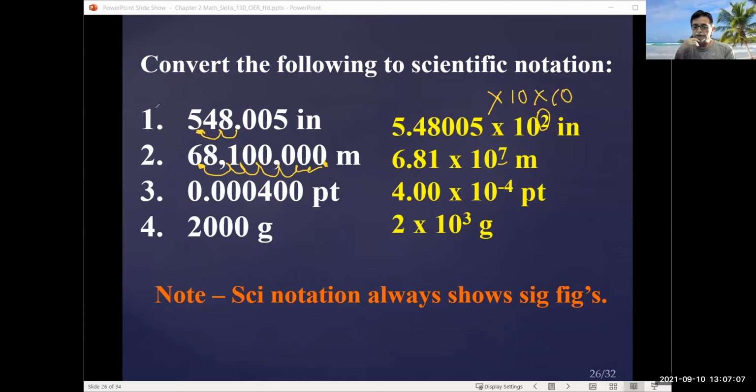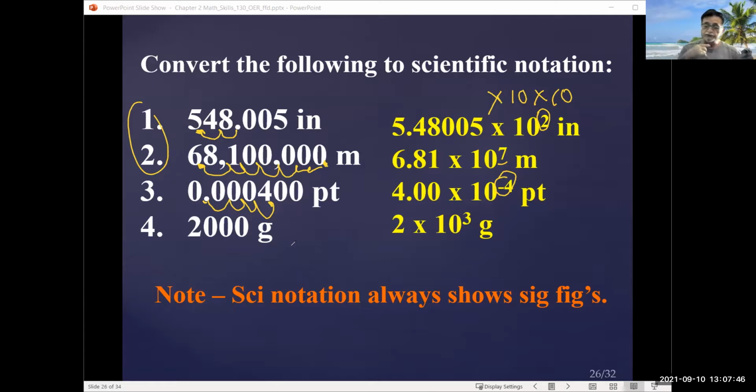Okay, now these first two numbers are positive, numbers greater than 1. The exponent is a positive value. When we get numbers less than 1, like number 3, we're going to move our decimal point from left to right. So we go 1, 2, 3, and 4. We find the first integer and we stop right behind it. That's it. Okay. And that becomes 4.00 because there's 3 sig figs, times 10, and that becomes a -4. The exponent is a -4. Okay, because we're going from left to right.